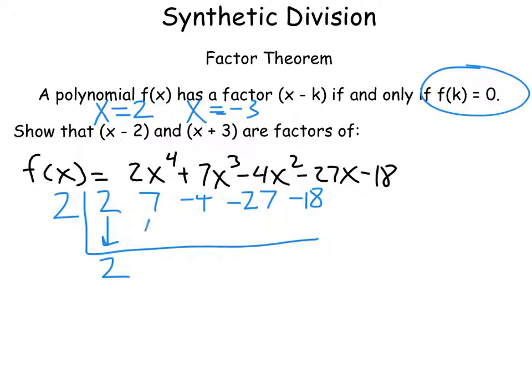2 times 2 is 4. 7 plus 4 is 11. 2 times 11 is 22. -4 plus 22 is 18.